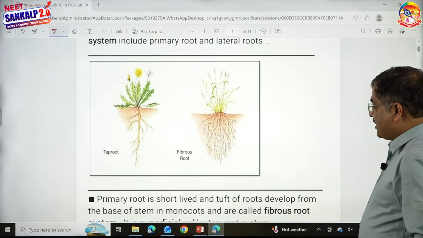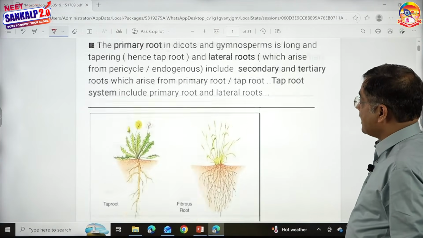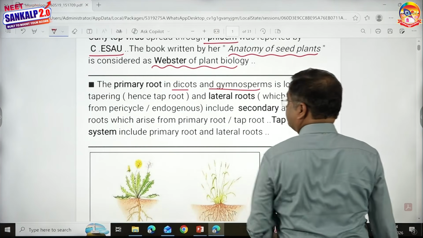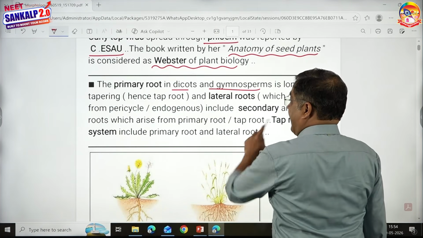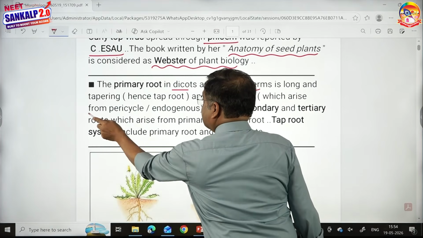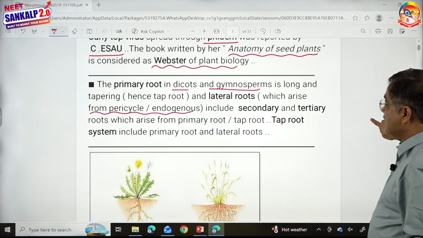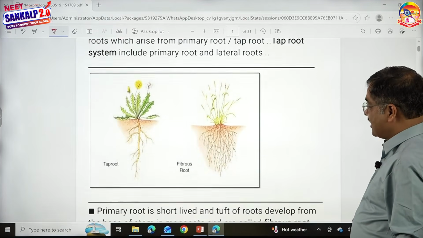That's it. Now what did I say here? Primary root. Now look here. First I told you for taproot. The primary root in dicots and gymnosperms is long and tapering, hence taproot. And the lateral roots, which arise from the pericycle or are endogenous, include secondary and tertiary roots. Taproot system includes primary roots and lateral roots.